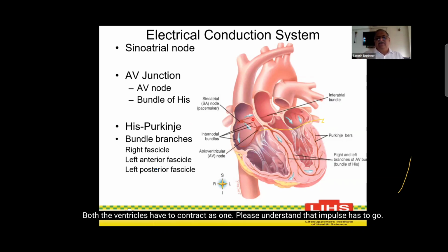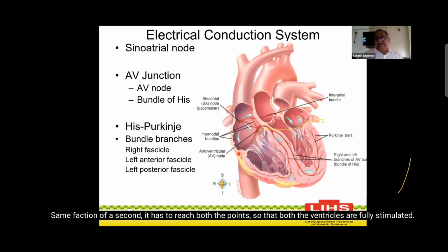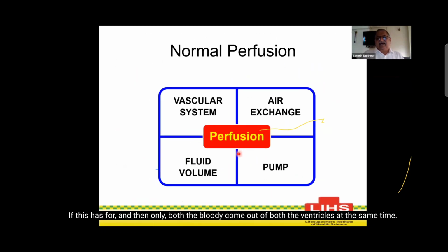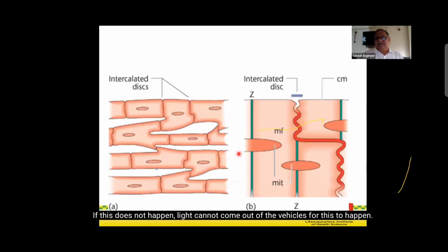Please understand that. Therefore, if the impulse has come here to the bundle of His, in the same fraction of a second it has to reach this point and it has to reach this point. It has to reach both points so that both the ventricles are fully stimulated at the same time, and both have to contract at the same fraction of a second. If this happens, only then will blood come out of both the ventricles at the same time. If this does not happen, blood cannot come out of the ventricles.